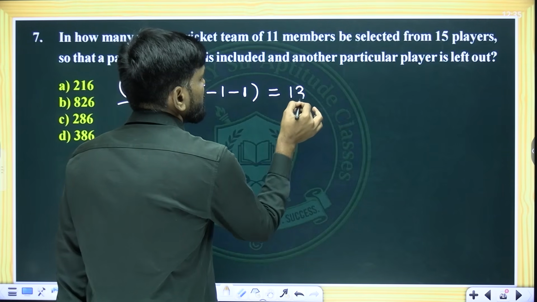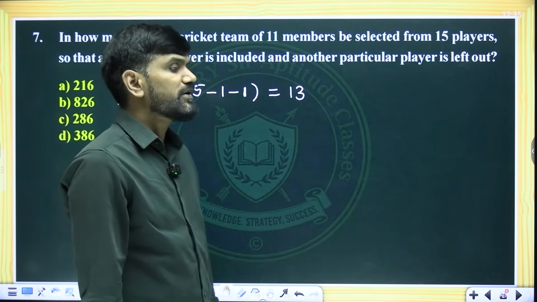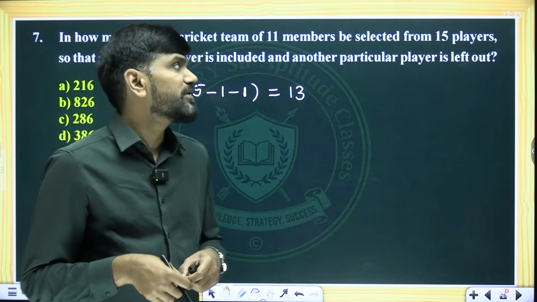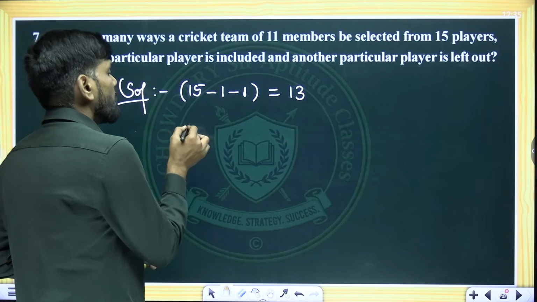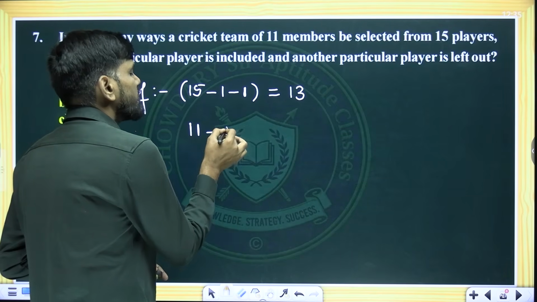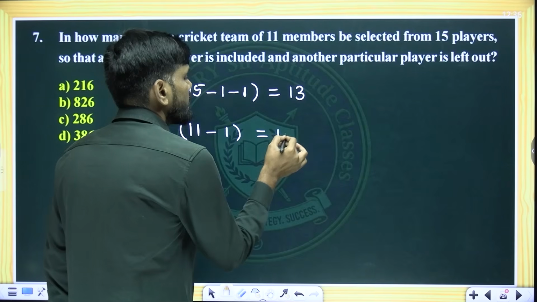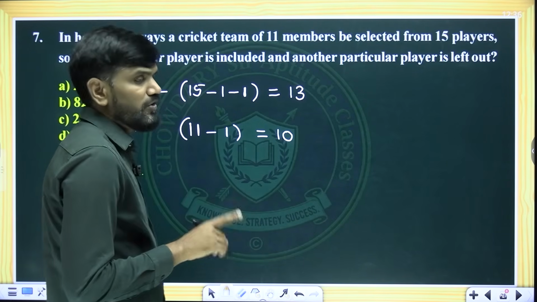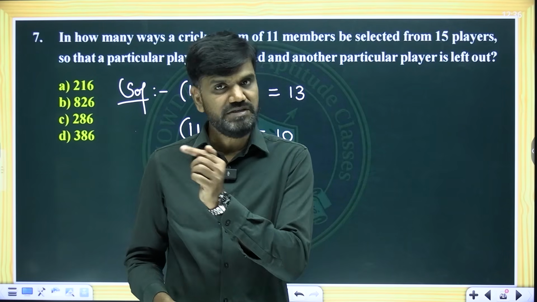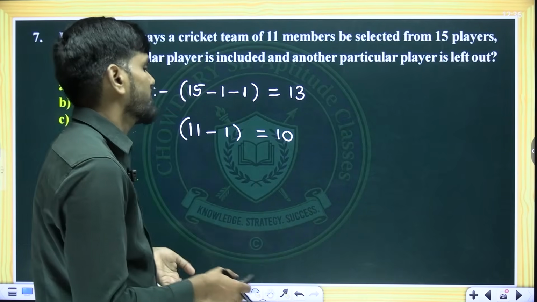13 people. Now we have 13 people available for selection. Totally we need to select how many people? 11. Out of the 11 to be selected, one particular person is already included, which means you are free to select only how many people now? 10 people. Even though you have to select 11 people, as one person is already included in the team, you are free to select only 10 more from the remaining 13.